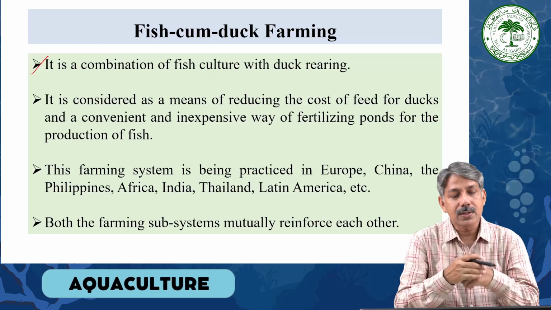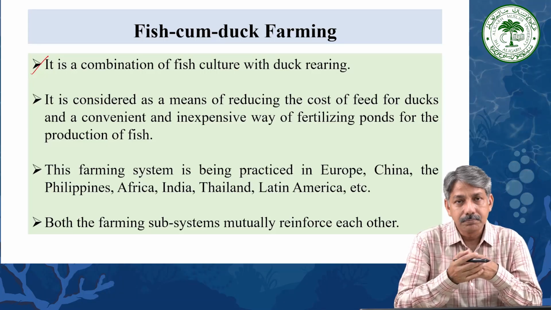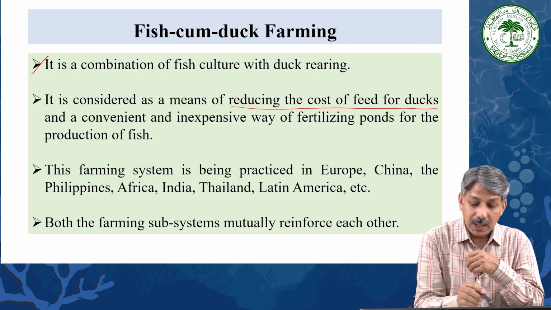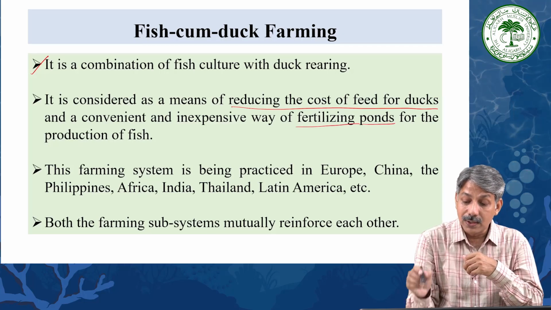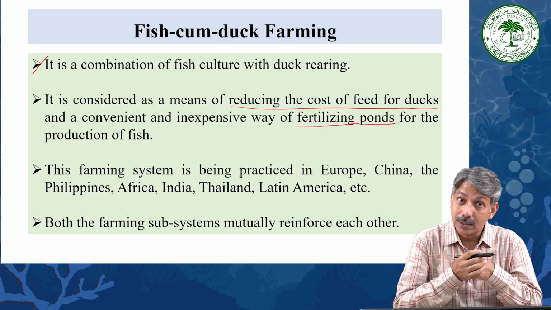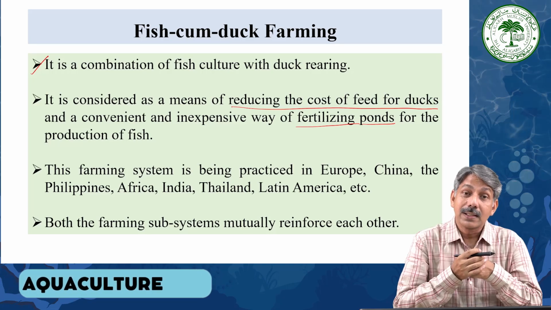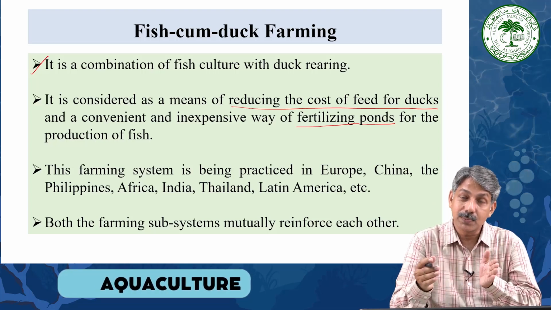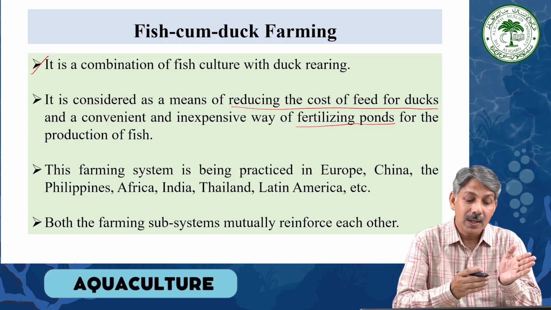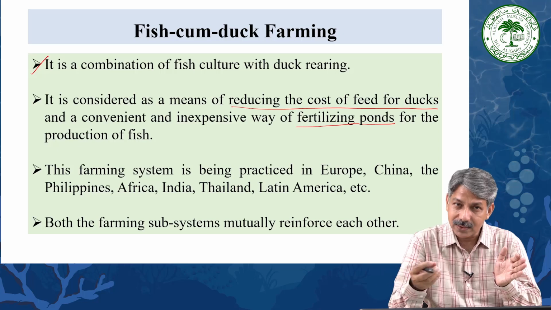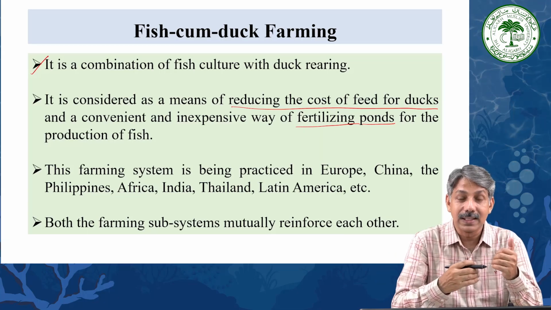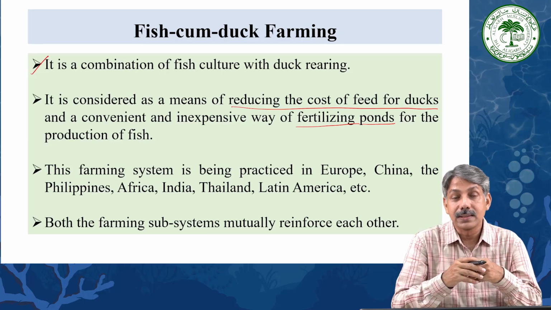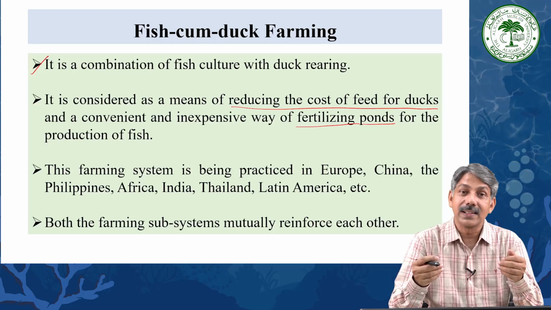As the name indicates, duck cum fish culture or fish cum duck farming is a combination of fish culture with the rearing of ducks. Here we reduce the cost of feed for ducks, and we get fertilizers or nutrients for the pond, which increase fish production. So what is the benefit of doing this? Since ducks are raised along with fishes, there is a pond where fish culture is going on and you are raising ducks also. The ducks will get some of their food, like insects and other things, from the pond, so their food requirement will be decreased. The droppings of the duck, the fecal matter, will be utilized in the ponds as nutrients for increasing the natural food productivity.